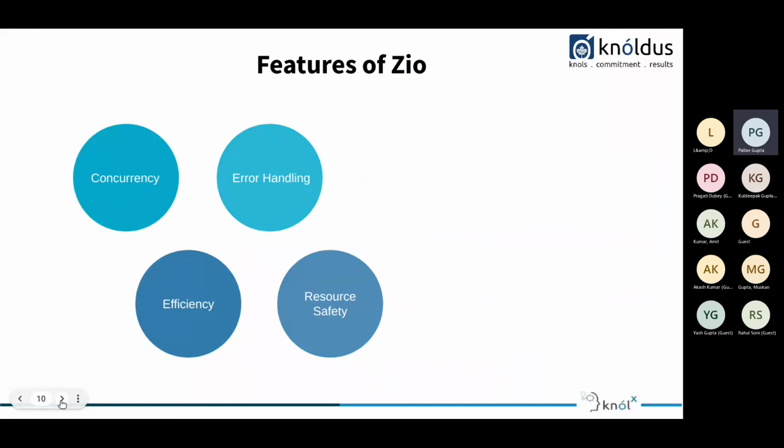Resource safety. ZIO automatically manages the lifetime of resources, safely acquiring them and releasing them even in the presence of concurrency and unexpected errors. Streaming. ZIO has powerful, efficient, and concurrent streaming that works with any source of data, whether structured or unstructured, and never leaks resources.